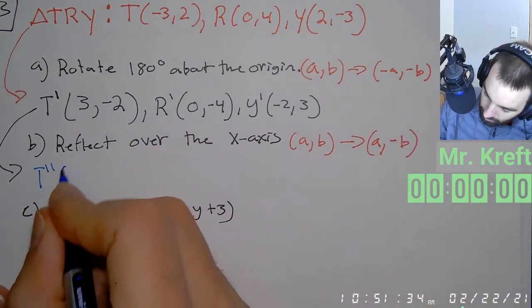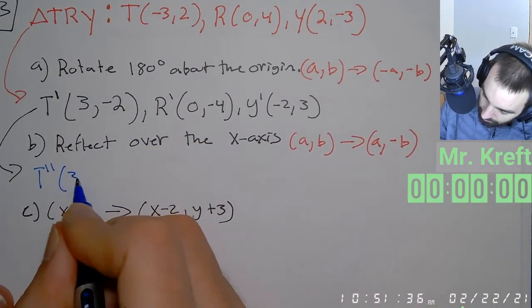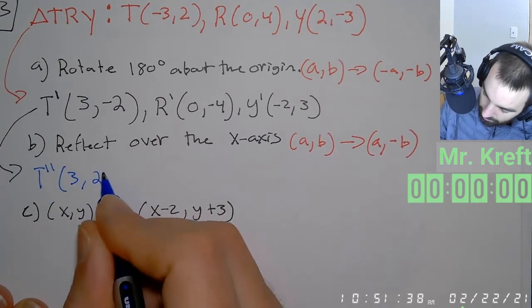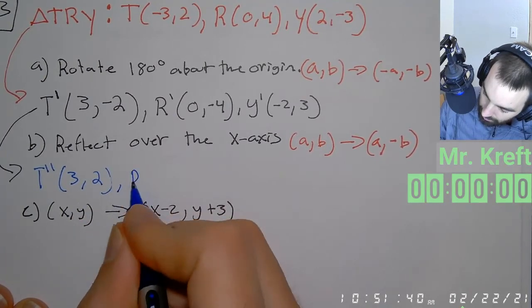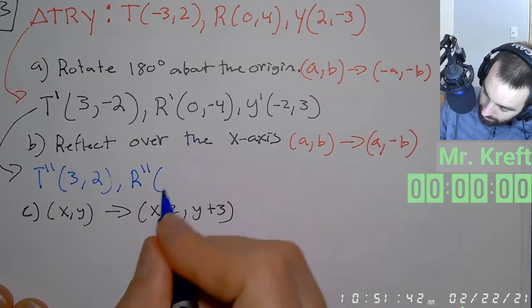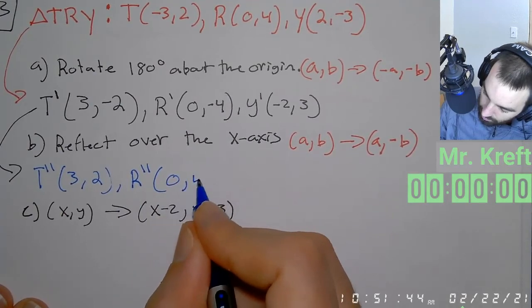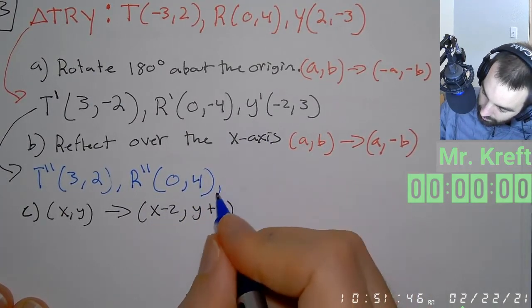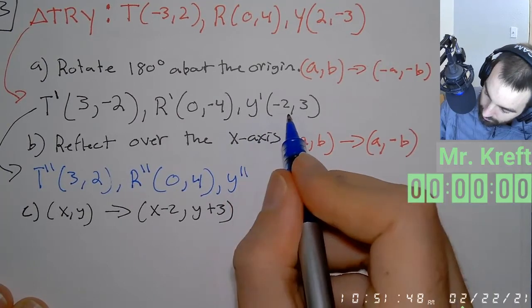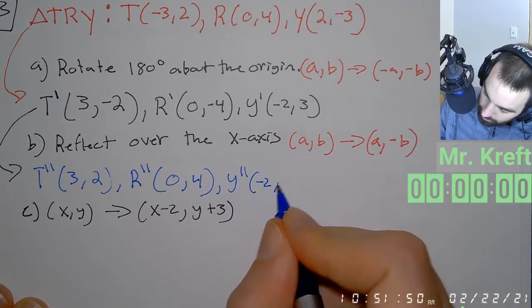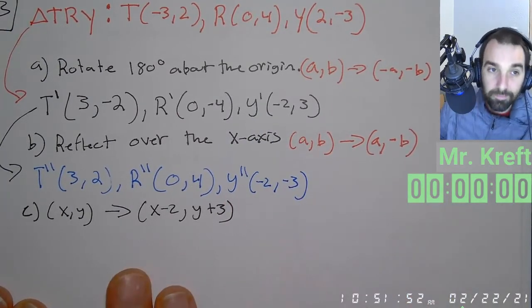Look, I'm not going back to my original. I'm going to my T prime. So the 3 stays the same, the y changes sign. I'm going to have R double prime. My x stays the same, my y changes sign. And then my x stays the same, my y changes sign.